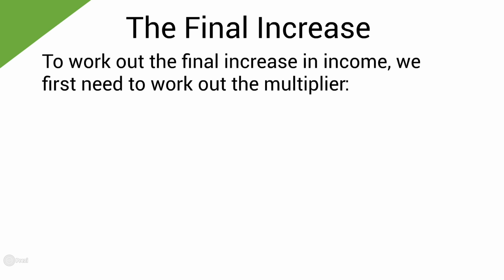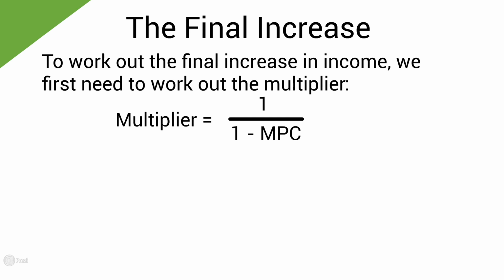To work out the final increase in income, we first need to work out the multiplier. We can work out the multiplier by using this formula. The formula is 1 divided by 1 minus the marginal propensity to consume. It can also be worked out by doing 1 divided by the marginal propensity to save. This is because 1 minus the marginal propensity to consume is the marginal propensity to save.